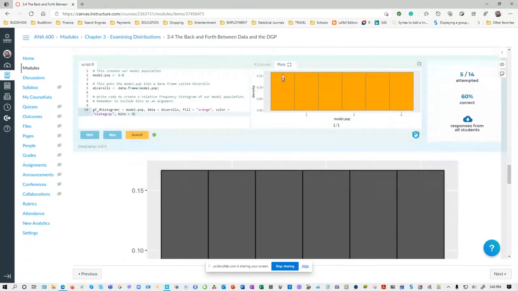1, 2, 3, 4, 5, 6. See? Each would be 1/6. Okay, this time the relative frequency: each number is going to occur one time, divided by the total number of numbers, which is 6. 1 over 6 for each one. If you divide 1 by 6, you know that's going to be 1 over 6.